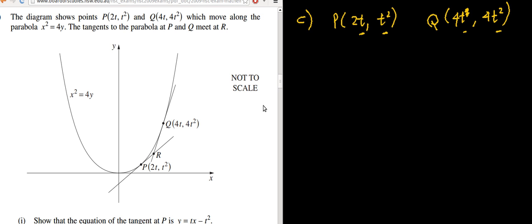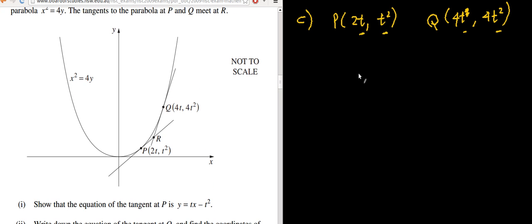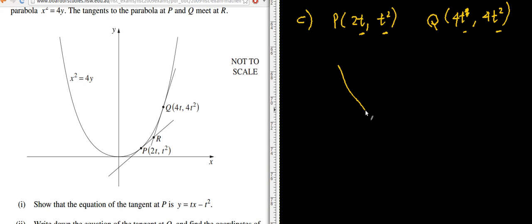The tangents meet at a point R. So I'll just reproduce this. It's going to be a really bad drawing, but bear with me. So that's my ugly parabola, and then there's a tangent over there, and a tangent over there, and I'm going to call this point over here R. That point over there Q, and this point over here P.